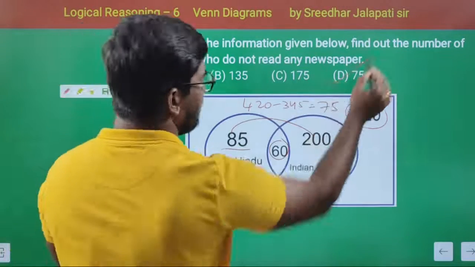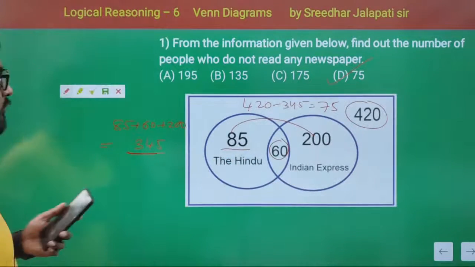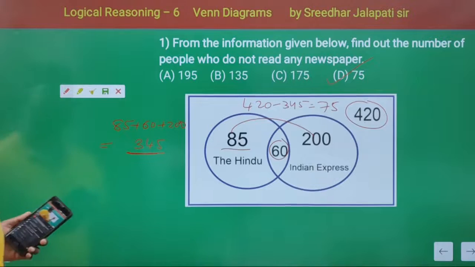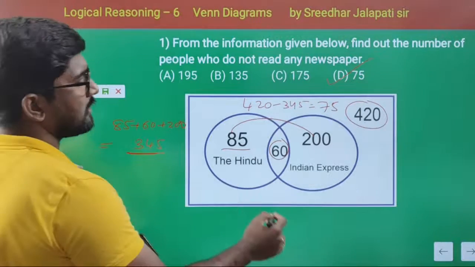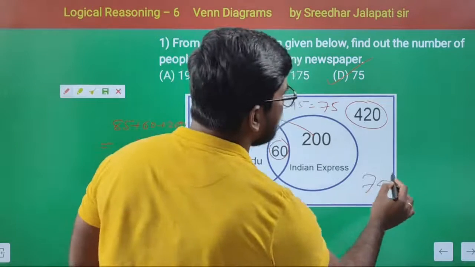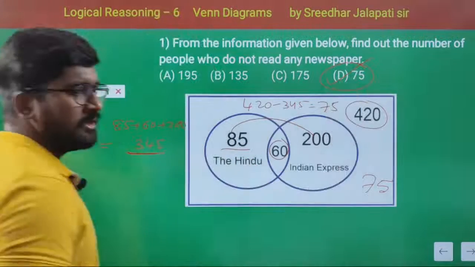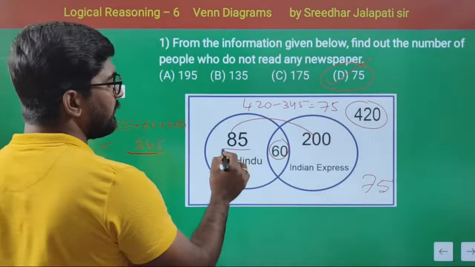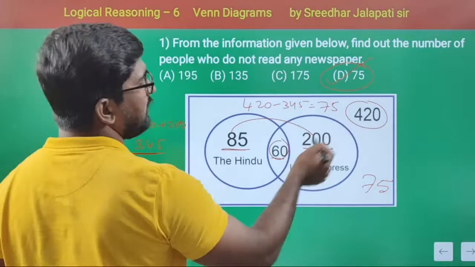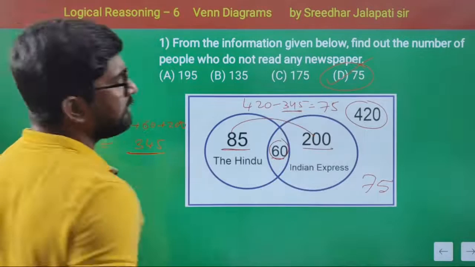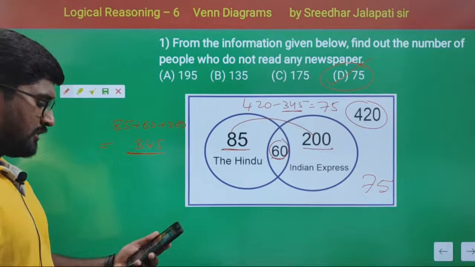75. That is option D, the answer. Right? 75 people are not in the circle, so those 75 do not read any newspaper. First of all, the people who read any of the newspapers is 85 plus 60 plus 200, which is 345. So from 420, if I subtract that 345, the remaining 75 do not read any of the newspapers.